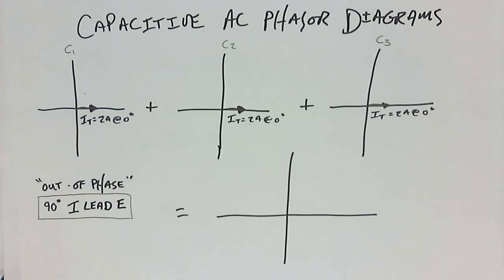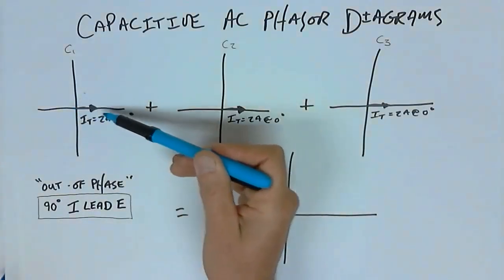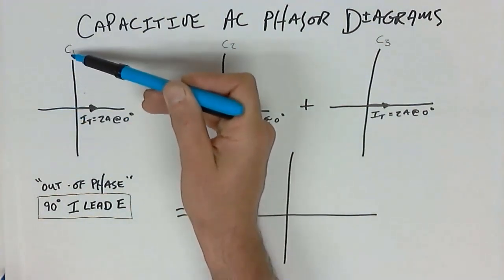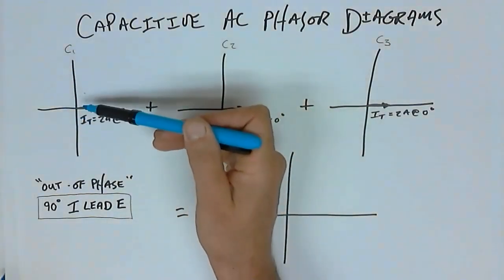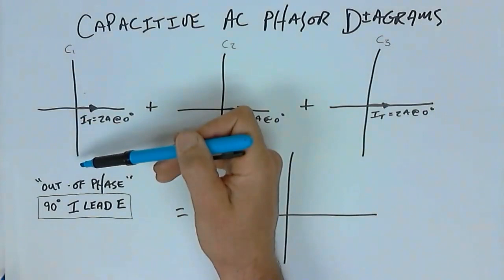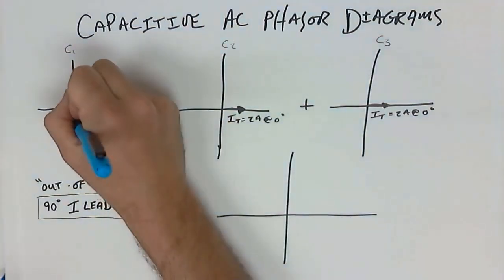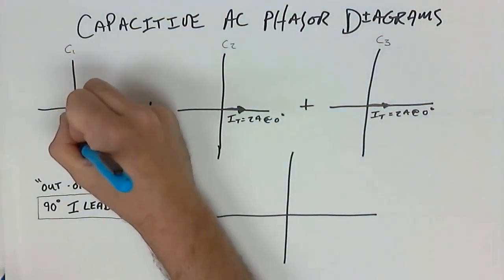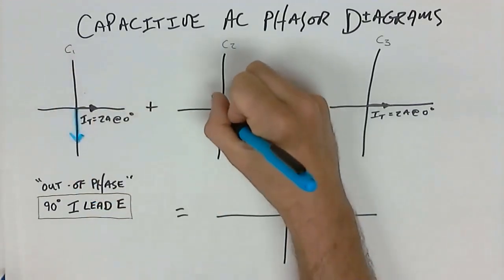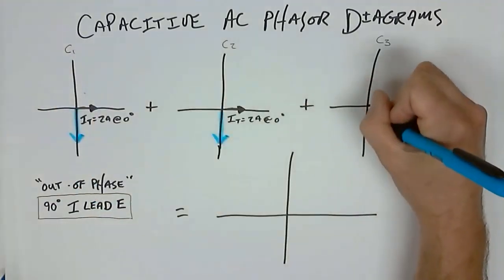So that means that my voltage values, instead of being in phase or being up here at 90 degrees, are going to have to be positioned down. And these are positioned down at 270 degrees. Try to sketch them all the same.